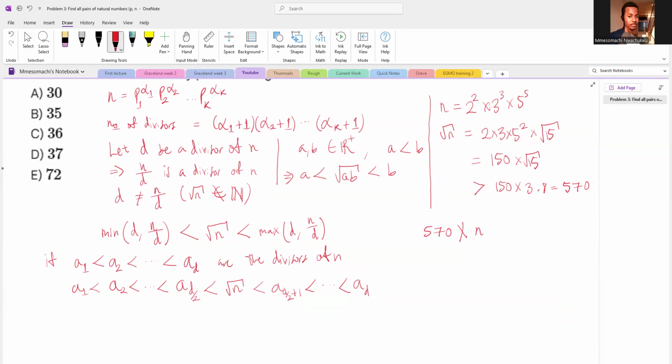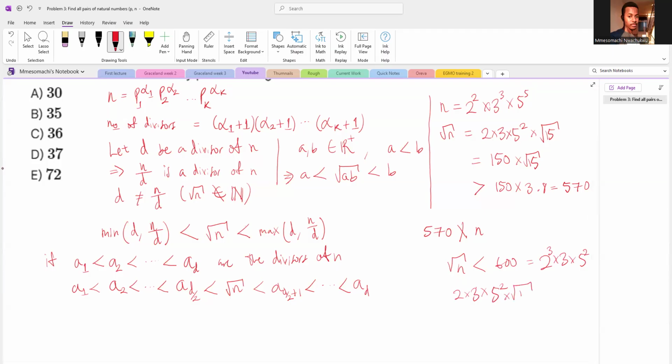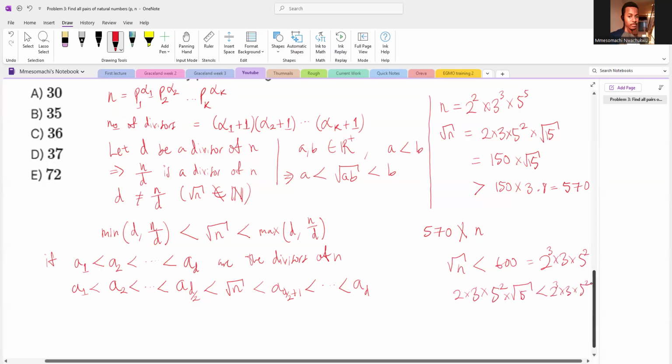Something else that can be seen quickly is that the square root of n is less than 600. We can get this from the fact that 600 is equal to 2 cubed times 3 times 5 squared, and the square root of n is equal to 2 times 3 times 5 squared times the square root of 15. So we have the square root of 15 less than 2 squared, which is the square root of 16. So obviously the square root of n is less than 600.